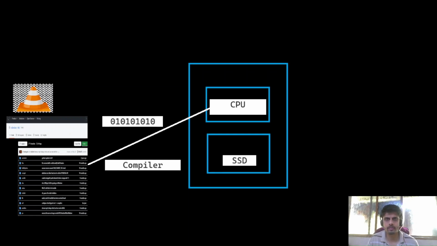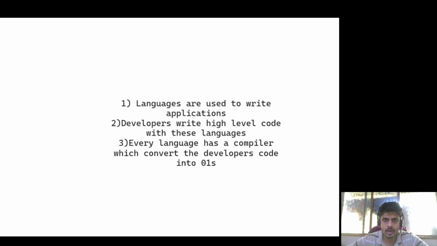Each and every language has its own particular compiler. This is the reason why we have all these different languages. Each language has its own benefit over the others. Each language has its own compiler which helps interpret the source code and convert it into binary or machine code for the CPU. So languages are used to write applications. Developers write high level code with these languages, and every language has a compiler which converts the developer's code into zeros and ones.